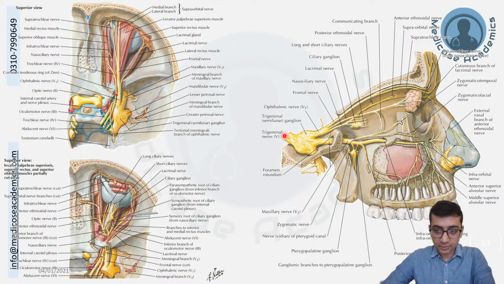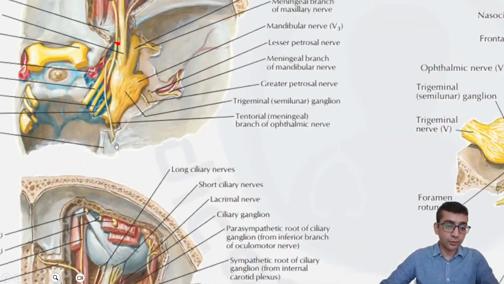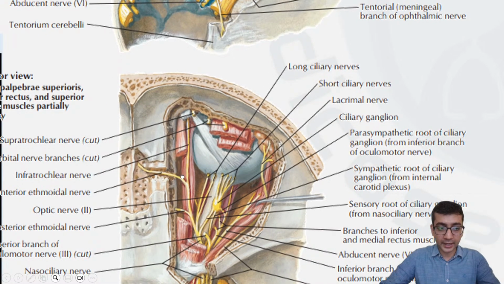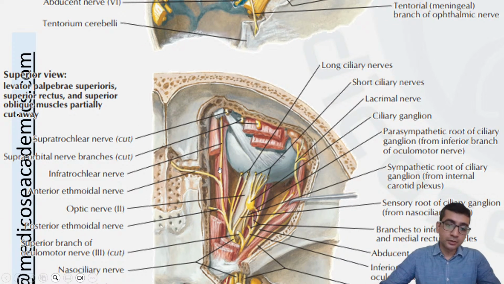And then we are left with the terminal branch of the nasociliary nerve. As we follow the nasociliary nerve, we have done the ciliary branches, the long ciliary branches, and on the lateral aspect we have done the posterior ethmoidal nerve. If we go forward, whatever remains of the nasociliary nerve beyond the anterior ethmoidal nerve is known as the infratrochlear nerve. So these two, the anterior ethmoidal and the infratrochlear nerve, are basically the terminal divisions of the nasociliary nerve.